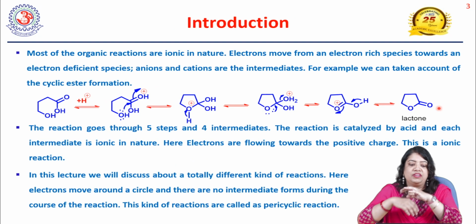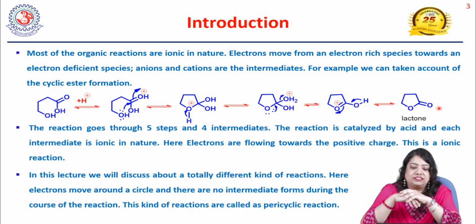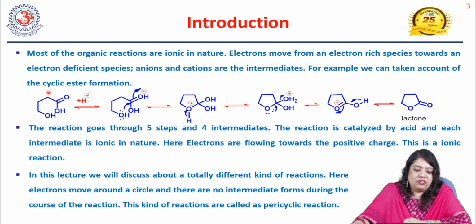So, most of the organic reactions are ionic in nature. Electrons move from an electron-rich species towards an electron-deficient species, and anions and cations are the intermediates. For example, if we take the cyclic ester formation, the reaction goes through the following steps.